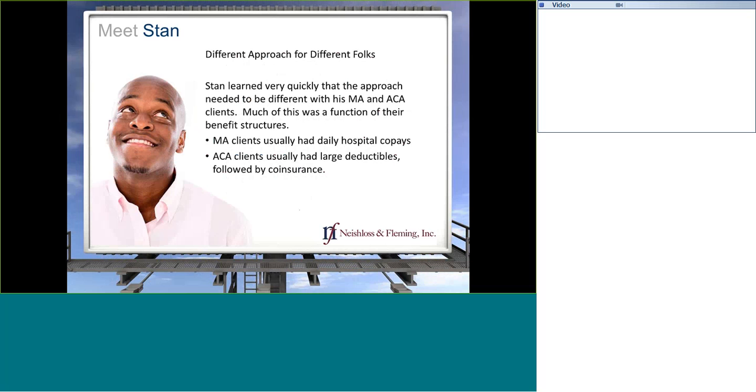or underage medical product. What he realized was, with MA plans, most of the products available in his market in Ohio had daily hospital copays of varying sizes. Some were $200, $300, $400 per day, but they were usually working with daily hospital copays. His exchange consumers were built differently. It wasn't a daily hospital copay. They had a large upfront deductible of varying sizes, followed by coinsurance. So it was really a different approach to filling that need, was the determination he had made on the difference between MA and ACA business.